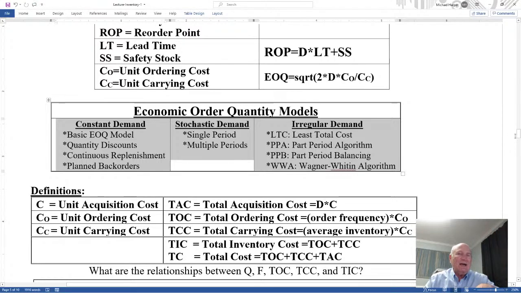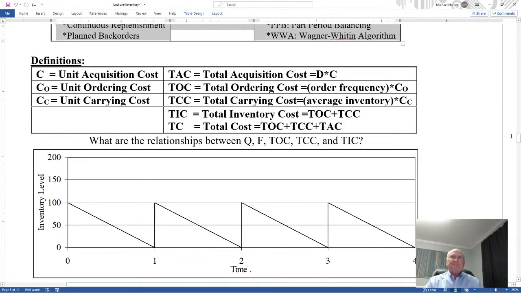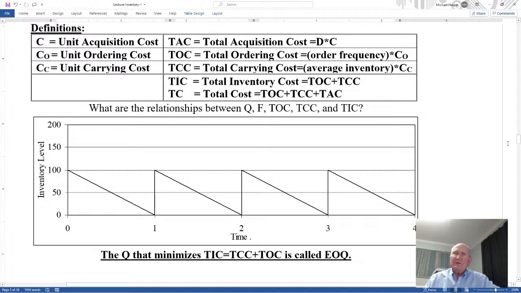So EOQ is a concept. Okay, let's get into it. First, I want to generate a little bit of motivation for EOQ.